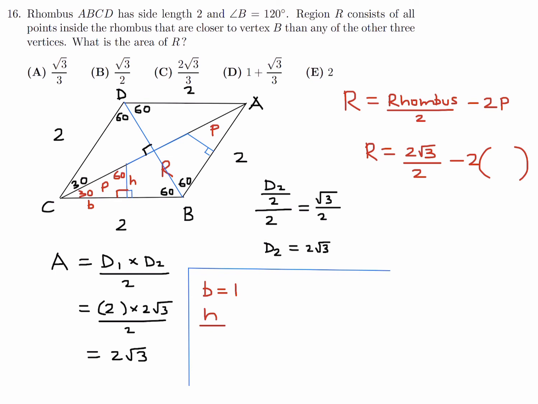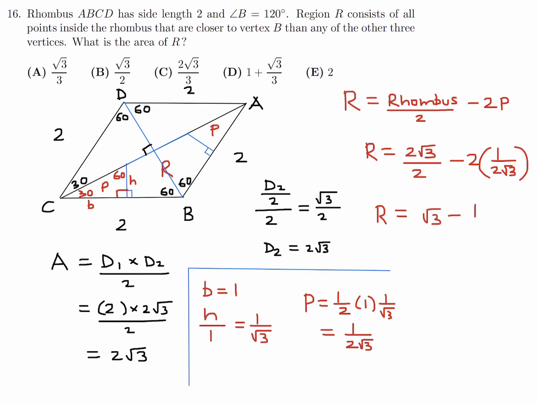H over b, which is 1, is the equivalent of 1 over root 3. And that's it. We got base times height. So p is 1/2 base times height, which is 1 times 1 over root 3, which is 1 over 2 root 3. So there we go, 1 over 2 root 3. And this is going to give us our value for r. So r is going to be, looks like just root 3 minus 1 over root 3.